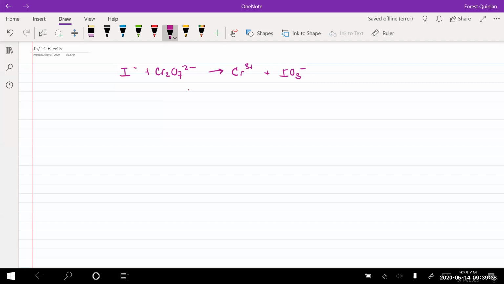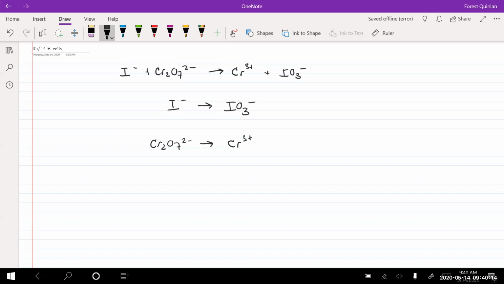So let's see, the first thing we have to do, ooh, I should have put that in black. First thing we have to do is break it apart into its constituent groups. So let's break it apart into the I minus going into the iodate, and the dichromate going into the chromium 3 plus.